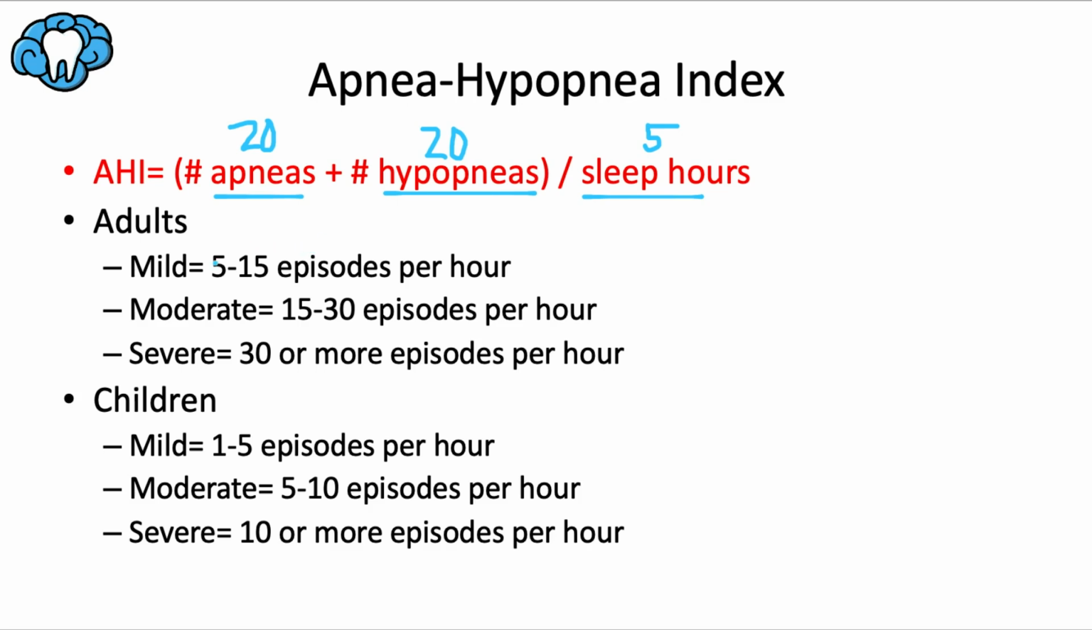So if that person were an adult, that would put them in the mild category. If they were a child, it would put them in the moderate category. So for adults, mild is 5 to 15 episodes per hour, moderate is 15 to 30 episodes per hour, severe is 30 or more episodes per hour. And then for children, the index is a bit more stringent. So 1 to 5 is mild, 5 to 10 is moderate, and then 10 or more is severe.